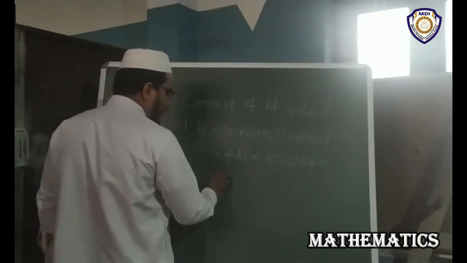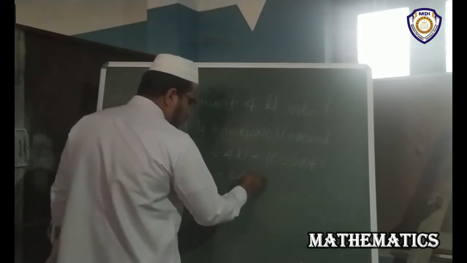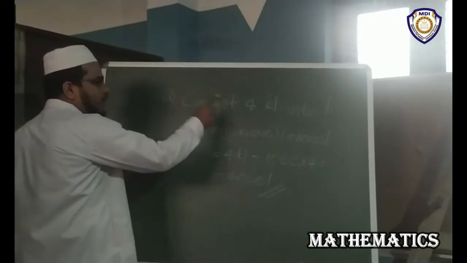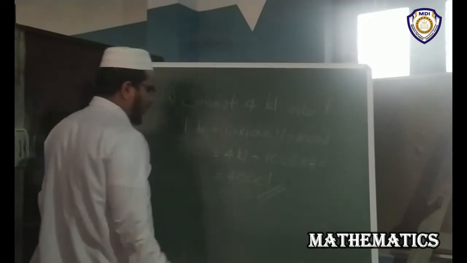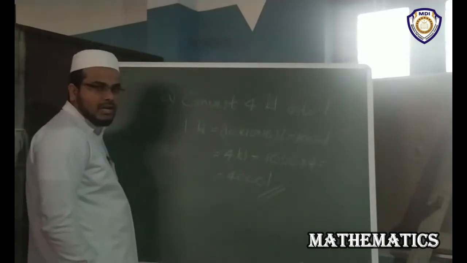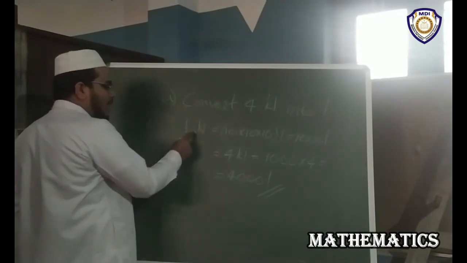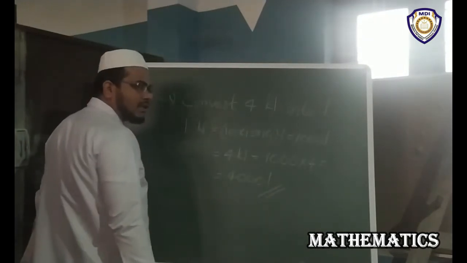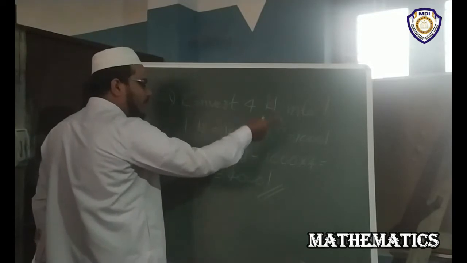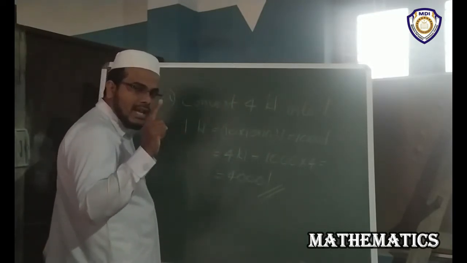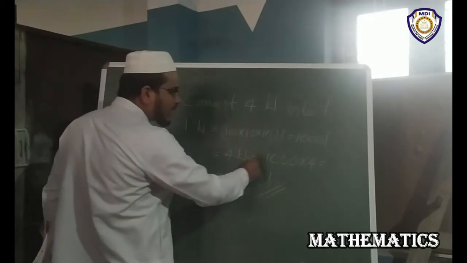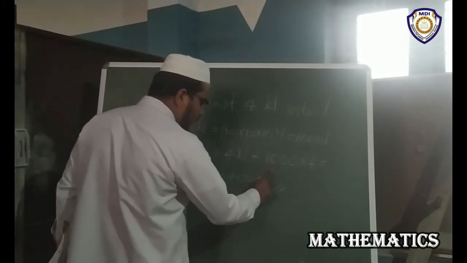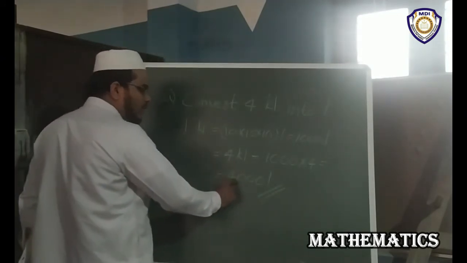4000 liter. Okay, we have to convert 4 kiloliter into liter. 1 kiloliter is 1000 liter. We have studied 1 kiloliter means 10 into 10 into 10 liter, which means 1000 liter. Then if 1 kiloliter is 1000 liter, then 4 kiloliter is 4000 liter.